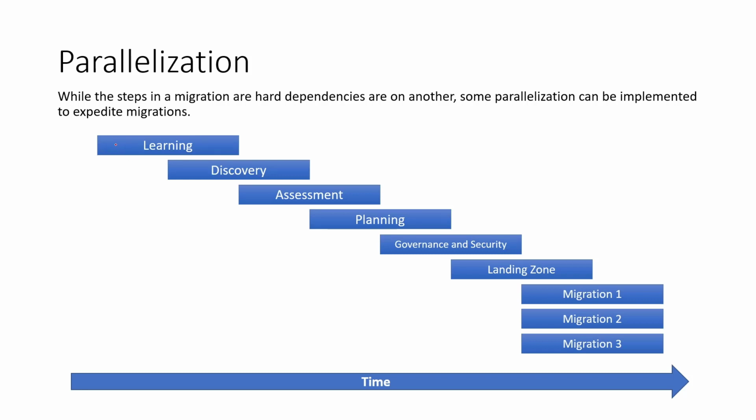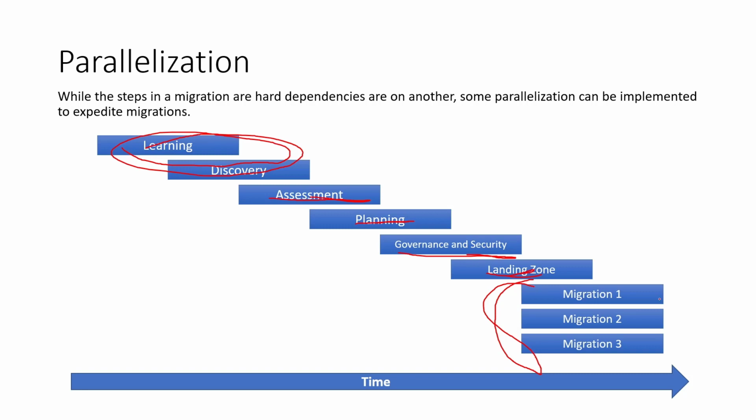You kind of do this learning discovery phase, just kind of figuring out Azure. Then you do your assessments and planning, your governance. And then this is where you start to do some implementation down here with governance, security, landing zone, and ultimately getting your apps migrated into Azure. And once you kind of got that landing zone in place, you can parallelize all of your migrations into Azure.